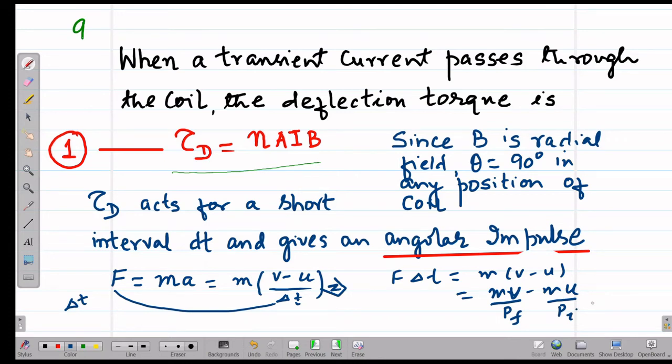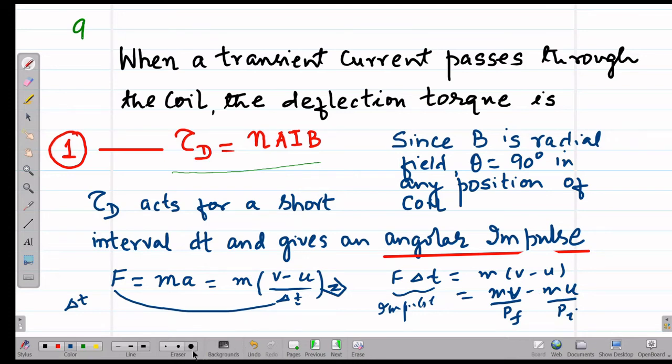Have you forgotten that? Momentum is mass into velocity. So this F into delta t, we call it impulse. So whenever a force acts on a body, it will create an impulse, and that impulse is nothing but force into time. That impulse is also numerically equal to change in the linear momentum of the body.